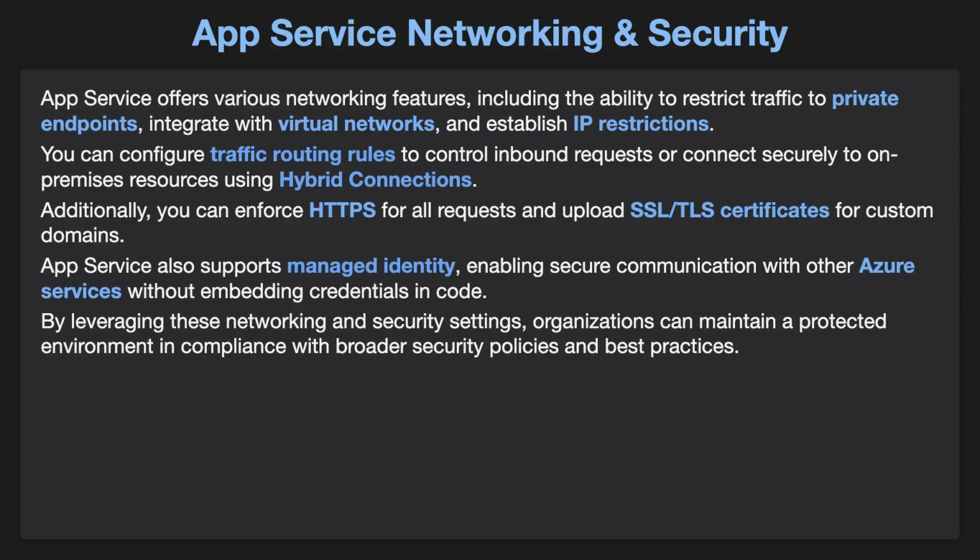App Service offers various networking features, including the ability to restrict traffic to private endpoints, integrate with virtual networks, and establish IP restrictions. You can configure traffic routing rules to control inbound requests or connect securely to on-premises resources using hybrid connections.